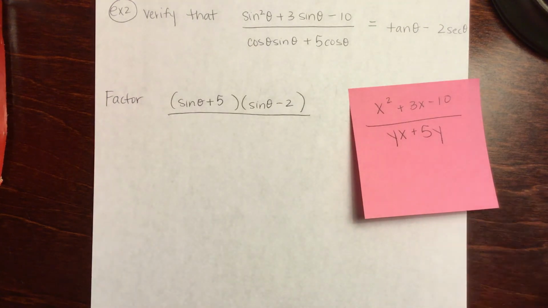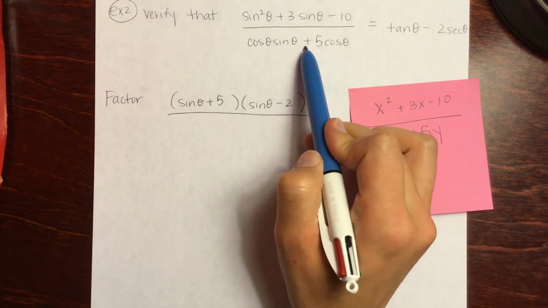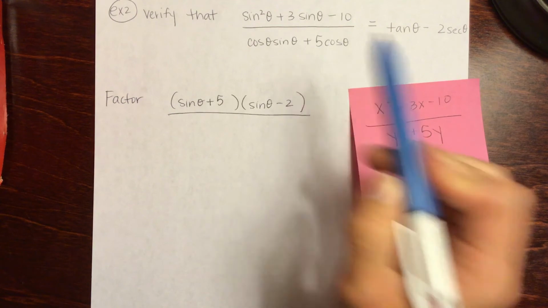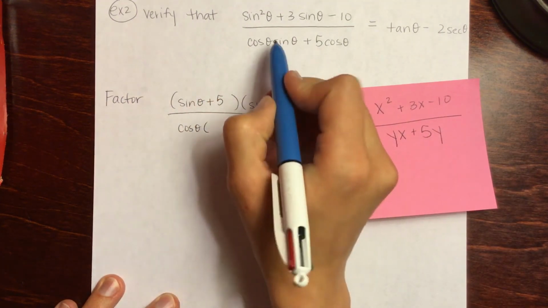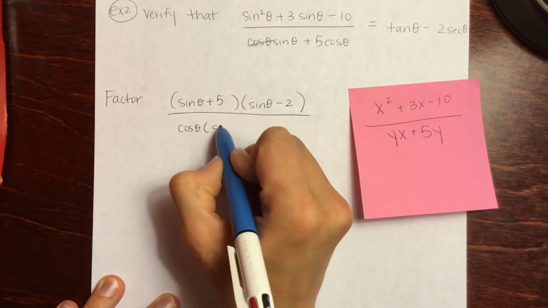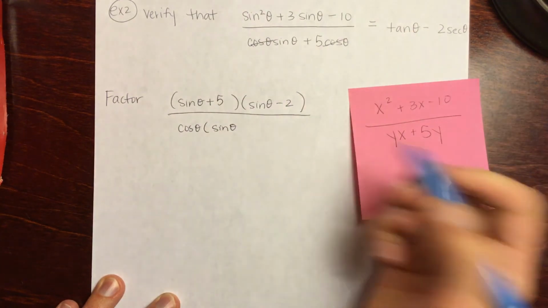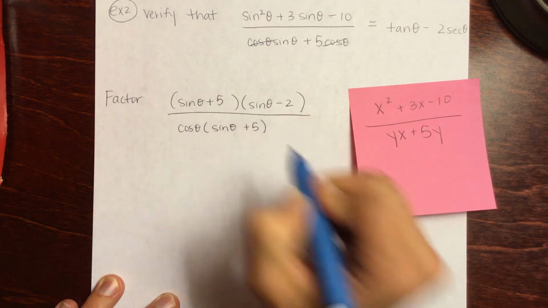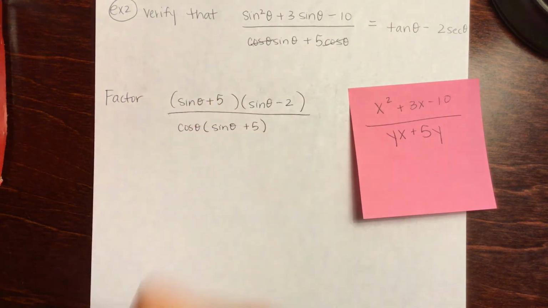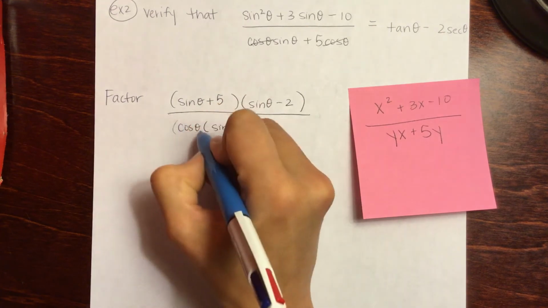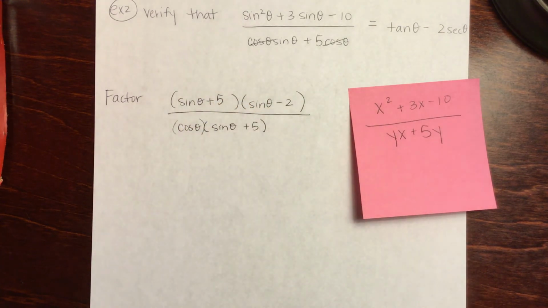Factoring the bottom, I can't square root it. Also, there's a plus sign, so you can't use the difference of squares. But they both have a cosine in them that I can pull out to the front. And if I pull out this cosine, I'm left with my sine theta. And if I pull out that cosine, I'm left with the plus 5. And when you're simplifying fractions, if you need to put parentheses around this cosine, you can do that.